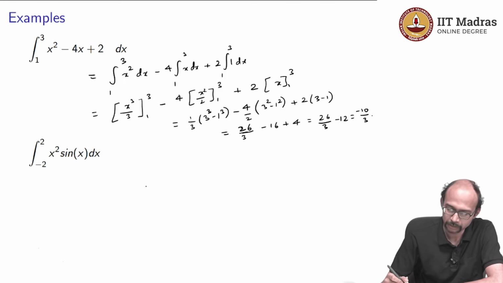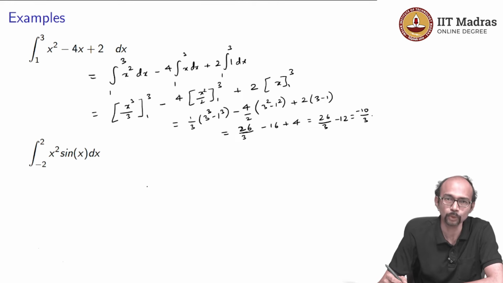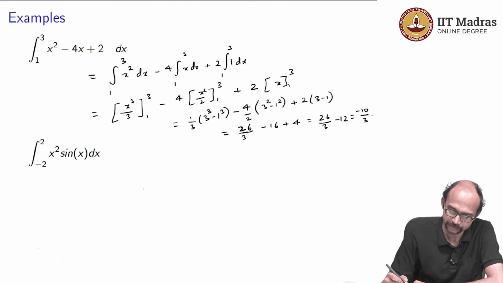In the second example, we have the integral of x squared sin x dx from minus 2 to 2, and there is certainly no obvious way of calculating this integral based on whatever we have done so far, because for this we need to know the integral of x squared sin x. Well, we can compute this, but it is a little bit of a trick, and you can do it using what is called integration by parts, which we will see in a few slides. And other than that, we really do not know.